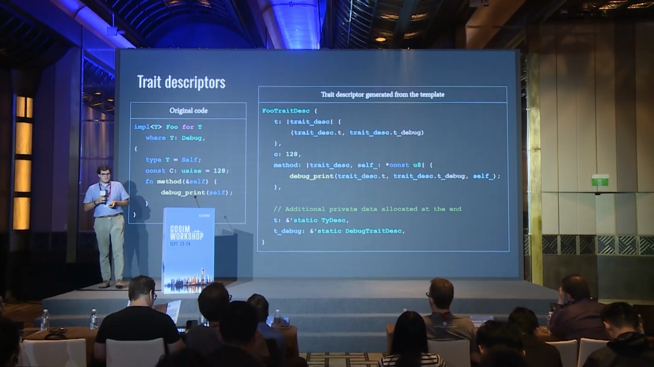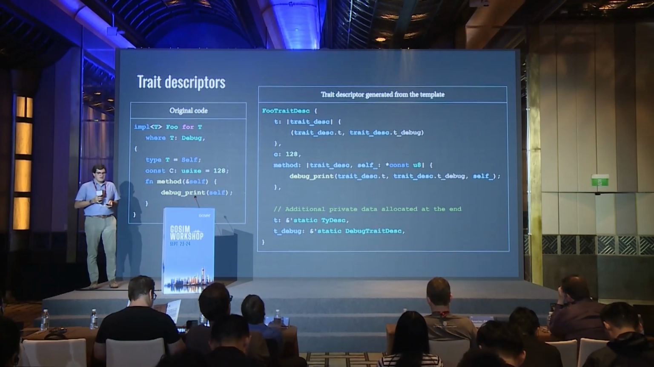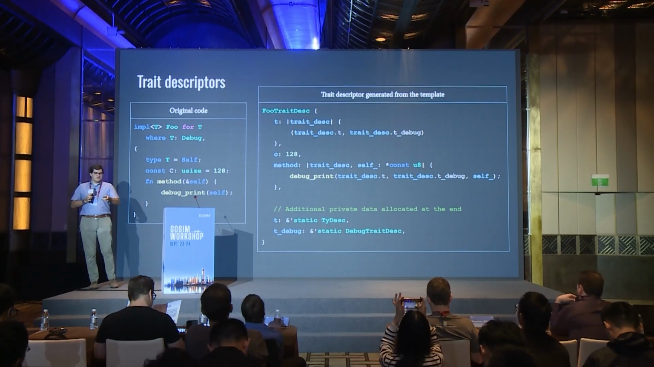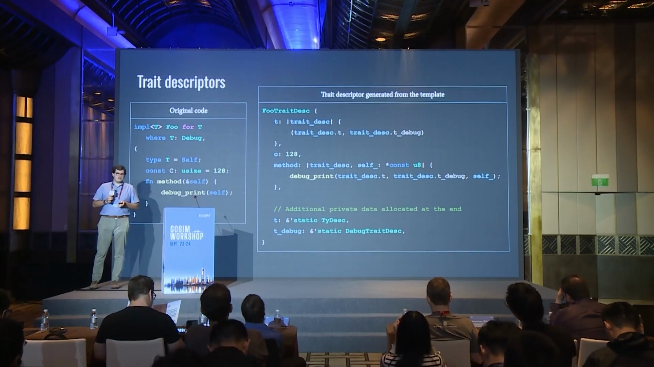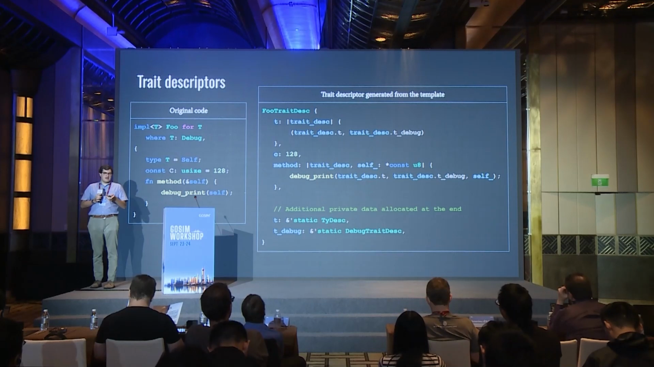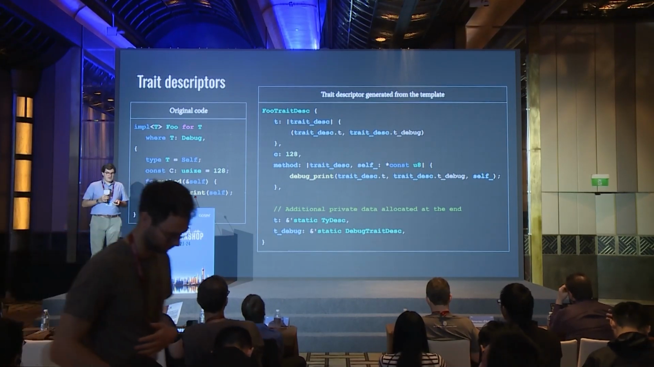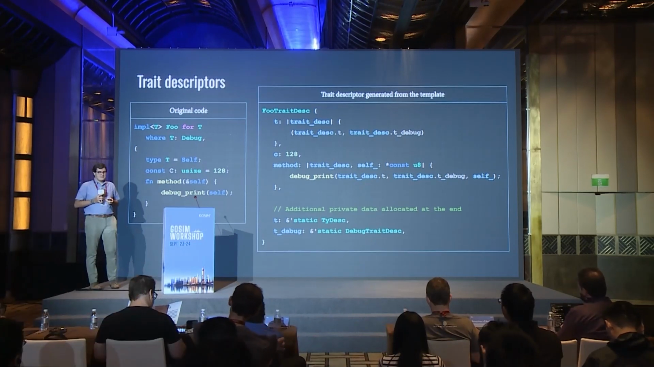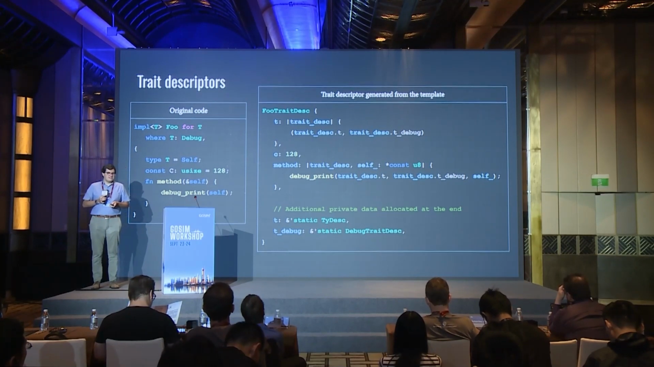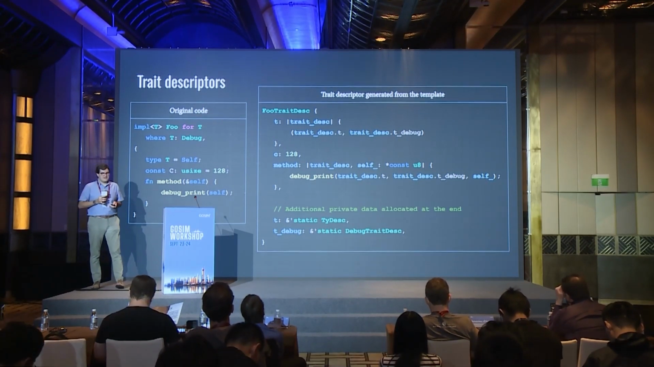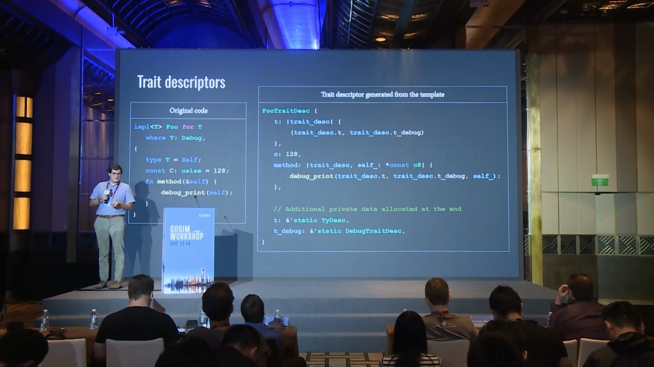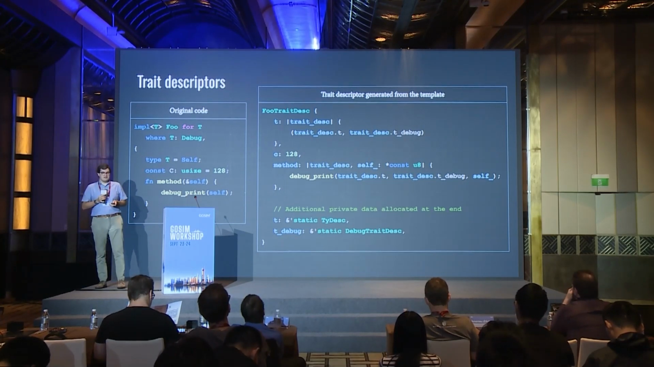And this is what the descriptor looks like that's generated from the template. You'll notice that this actually includes a few extra private fields at the end of the trait descriptor, which hold the generic types. These are used as extra information by the different methods. For example, the function which returns the associated type returns information from the private fields, and the method uses the trait descriptor of Debug to pass it on to the debug print function.